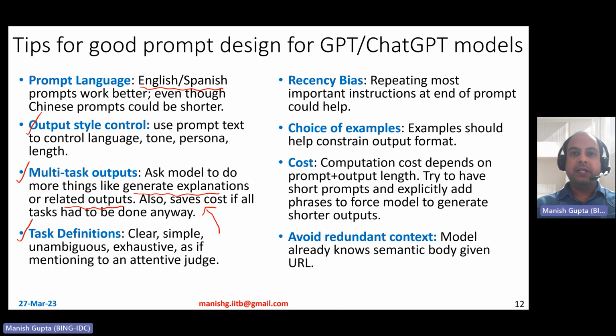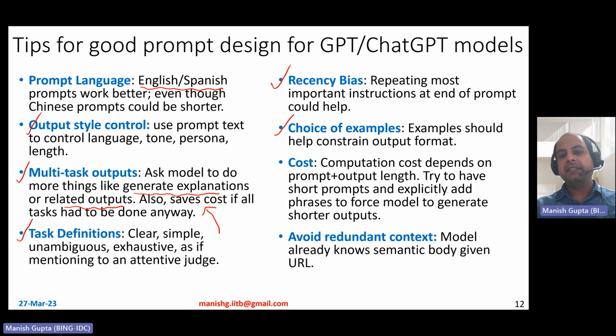Typically, your task definition should be clear, simple, unambiguous, and exhaustive, as if you are giving the task to an attentive judge, to a very attentive person. Okay? Recency bias. These models tend to give more importance to the latest part of the prompt, and therefore repeating the most important instructions at the end of the prompt would help.